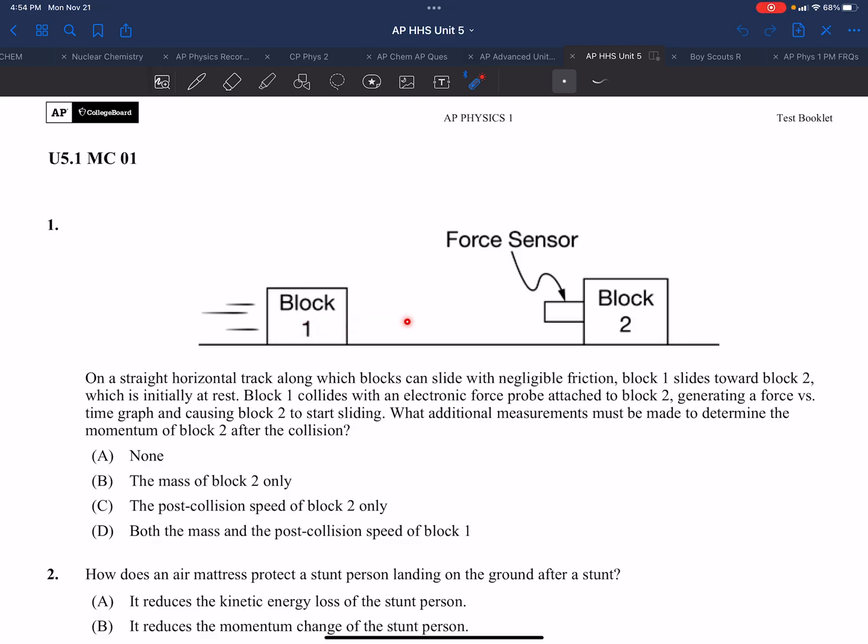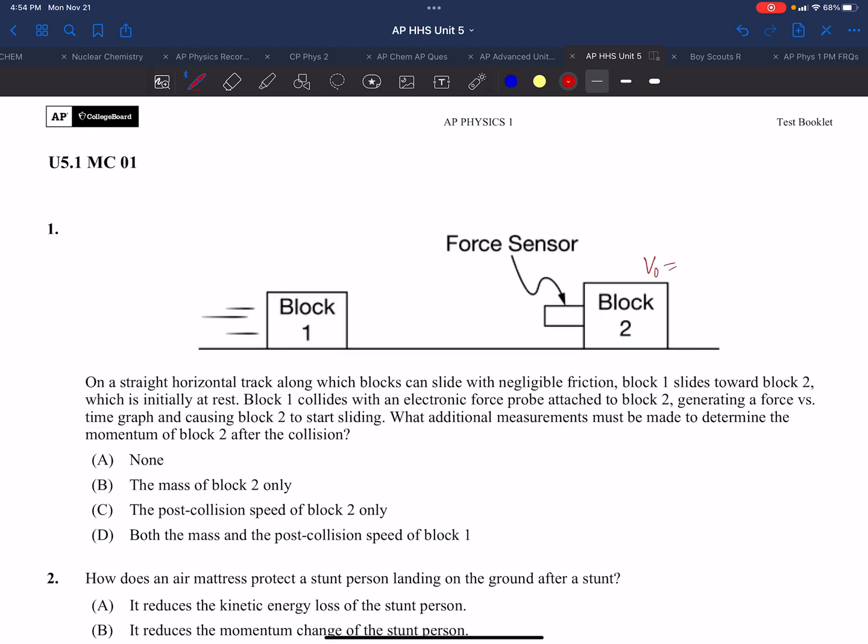So here we have a straight horizontal track. Blocks slide without any friction. Block 1 slides next to block 2, which has an initial velocity of 0, initially at rest. It collides with the force probe. It generates a force time graph.